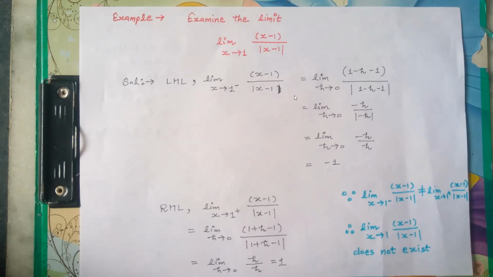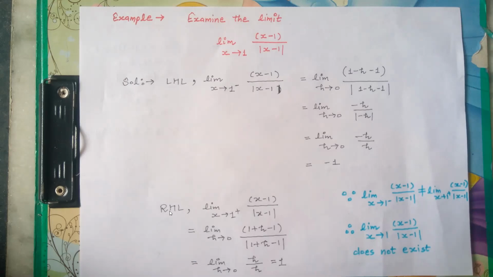In the denominator also, we put x equal to 1 minus h. So in the numerator, 1 minus 1 cancels, and we are left with minus h. In the denominator, we are left with the modulus of minus h. Because h is greater than 0, minus h is negative, but the modulus sign makes it positive. So the answer is equal to minus 1. So the left-hand limit gives the limiting value equal to minus 1.